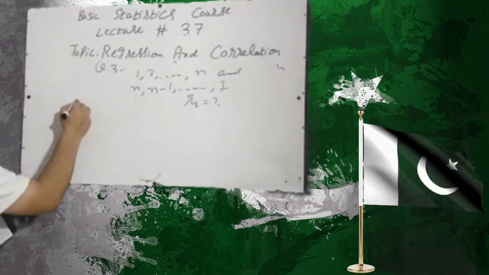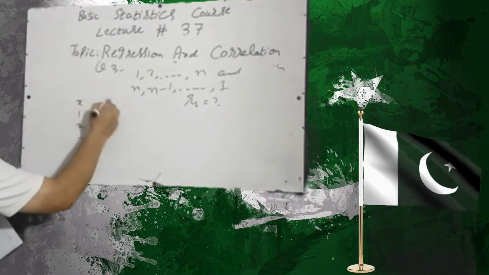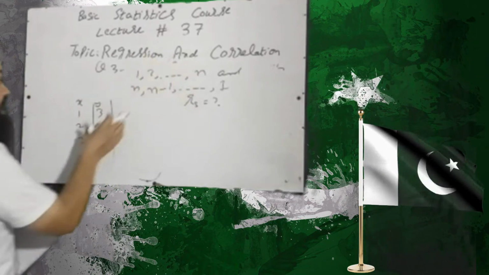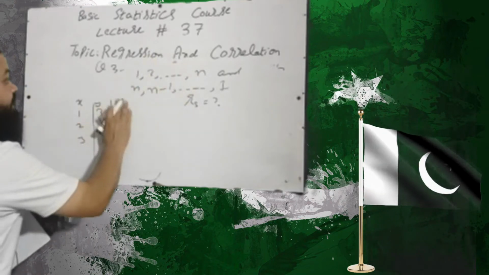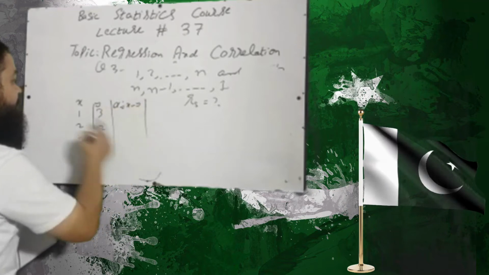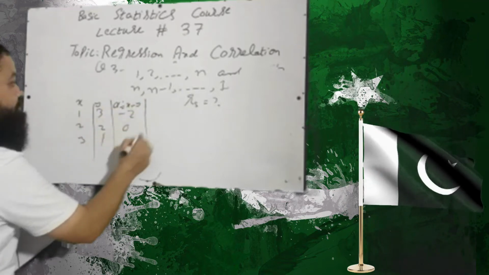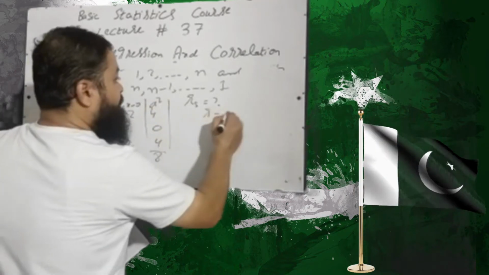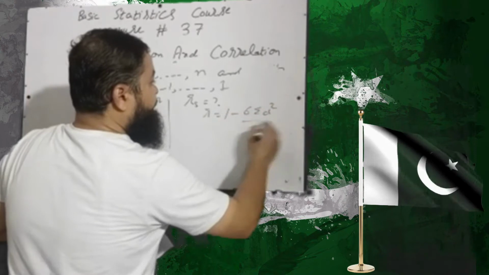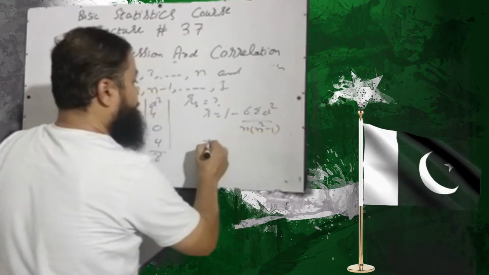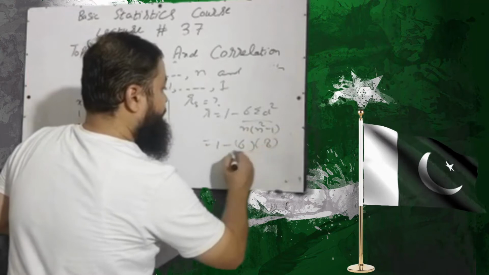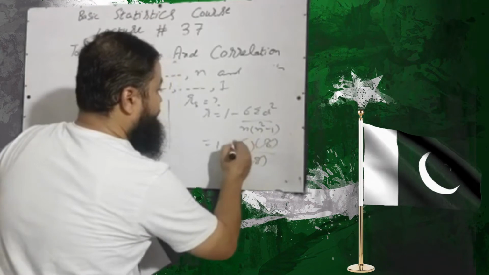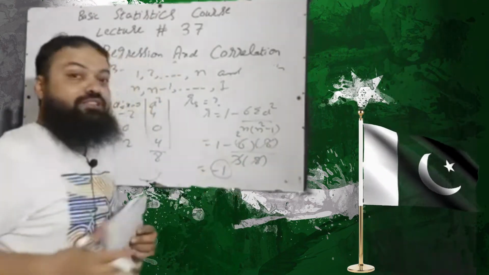Just suppose I have 3 numbers: x is 1, 2, 3 and y is 3, 2, 1. I have just taken an example from this. There are n values, but I have taken 3 values. Find out d, x minus y: 1 minus 3 is minus 2, 0, 2. Find out d square: 4, 0, 4, so 8. Put the values in 1 minus 6 summation d square over n into n square minus 1. 1 minus 6 into 8 over 3 into 8, these will be cancelled. Minus 1 will be the correct option in the exam.